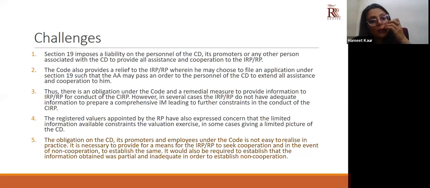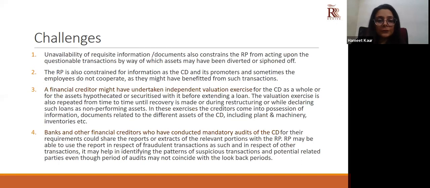It is necessary to provide for a means for the IRP or RP to seek cooperation, and in the event of non-cooperation, to establish the same. It would also be required to establish that the information obtained was partial and inadequate in order to establish non-cooperation. The unavailability of requisite information or documents also constrains the RP from acting upon questionable transactions by way of which assets may have been diverted or siphoned off.